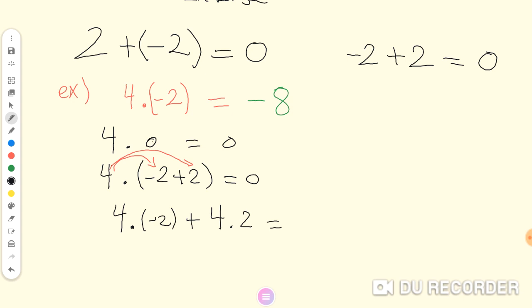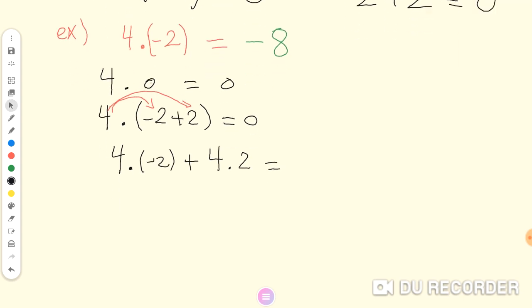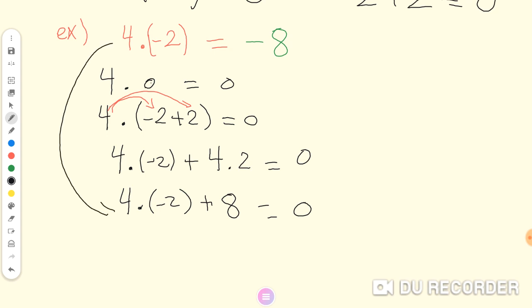All of us know what 4 times 2 is. What is 4 times 2? It is 8. Now we have 4 times negative 2 plus 8 equals 0. This is what I want to know. This is our problem.